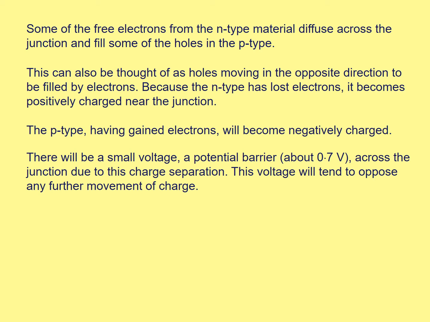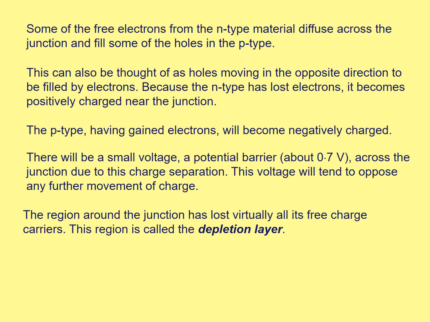And the voltage will tend to oppose the movement of any further charges, because potential is a level of energy, and we say that you have to overcome this potential in order for conduction to happen. It's like a wall blocking any further movement of electrons through to the p-type material.